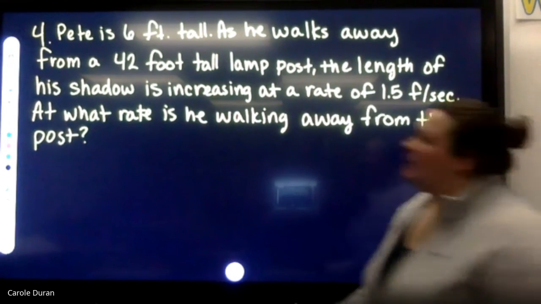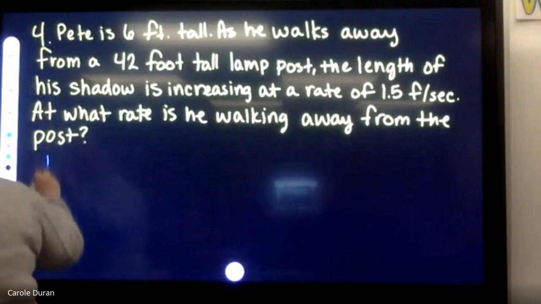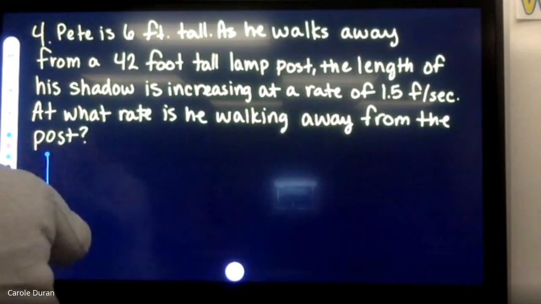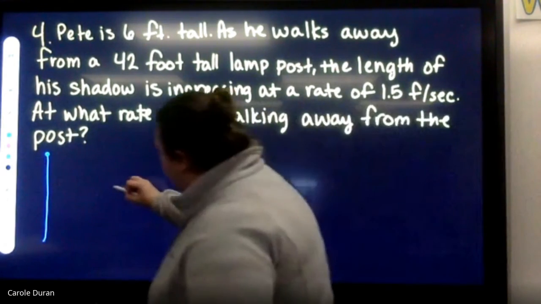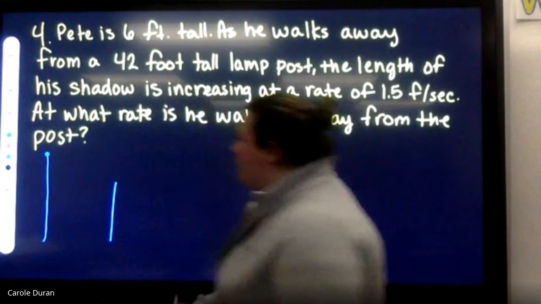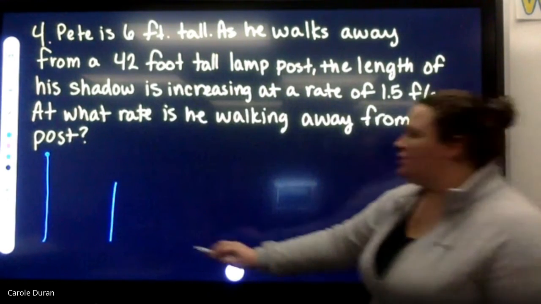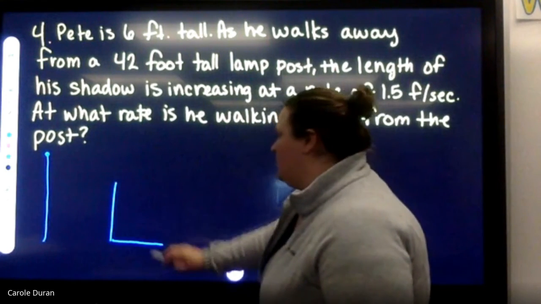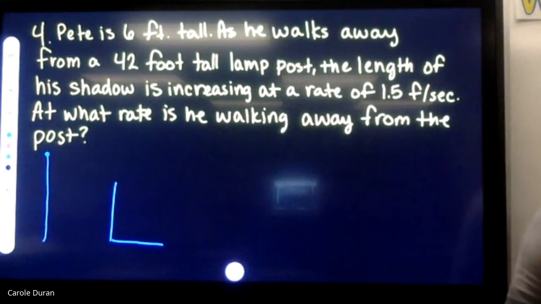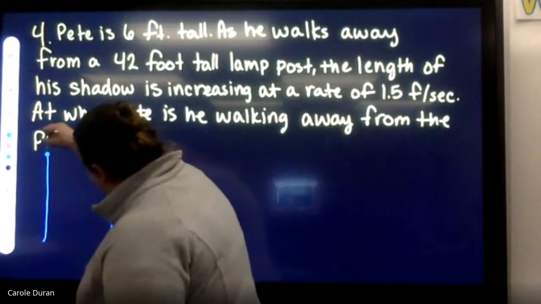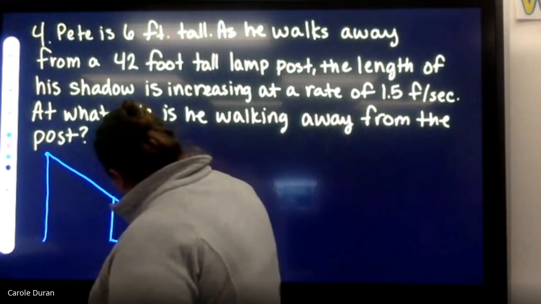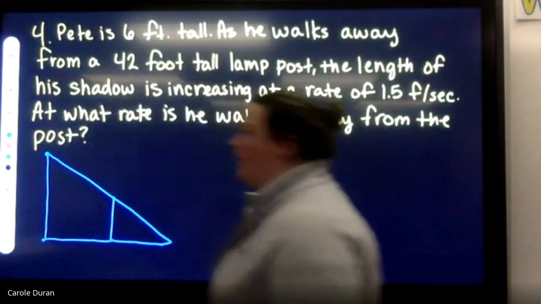Okay, so the first thing we're gonna draw is this lamp post that Pete is walking away from. That's my lamp post. I know that Pete is some distance away from that lamp post, and I know that he's walking away from it, and that his shadow is changing. What is this starting to look like to you? A right triangle, on a line. Two right triangles that also form one right triangle.